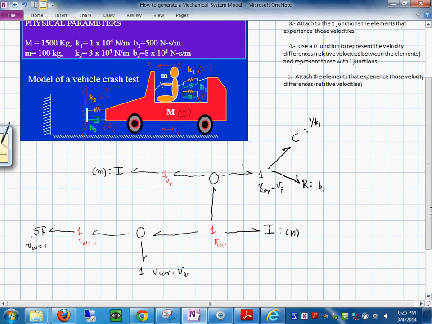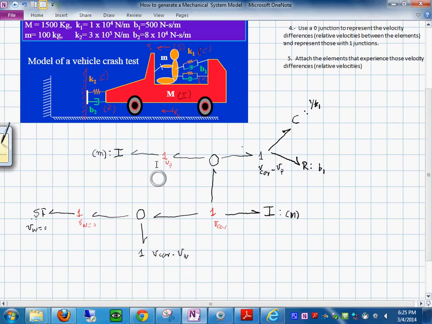And that is on one side. But over here on the bumper, between the car and the wall, also this velocity difference is seen by this C element, which is this spring here with value 1 over K sub 2, and this other one in here, which is an R element with value B sub 2. Very interesting. We have, from all practical purposes, actually finished the model.